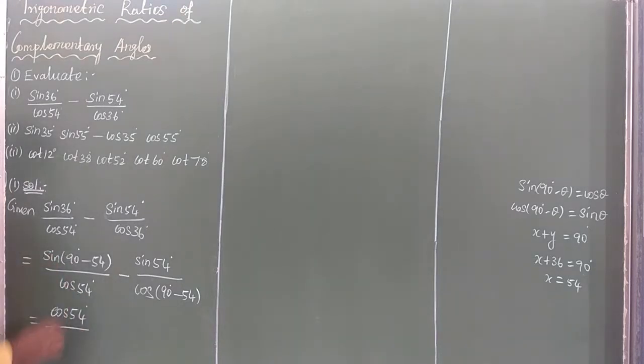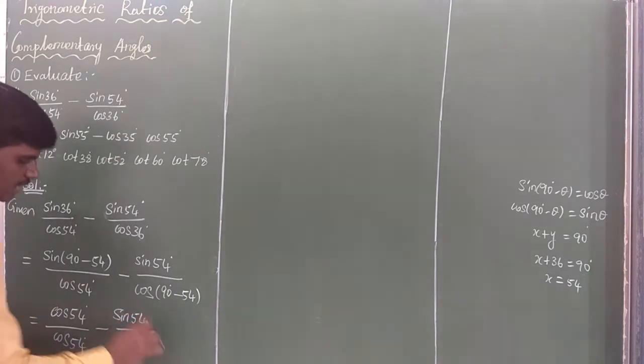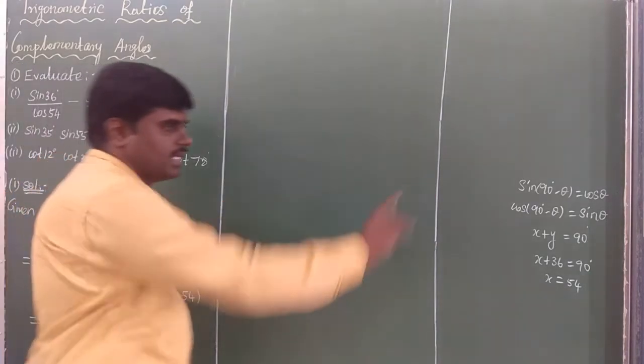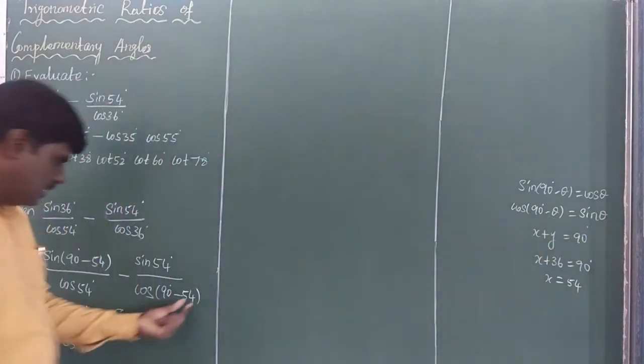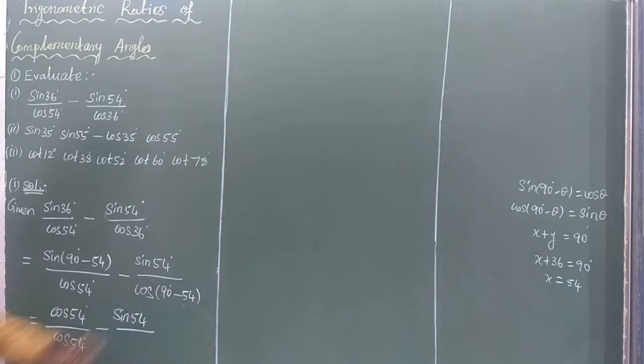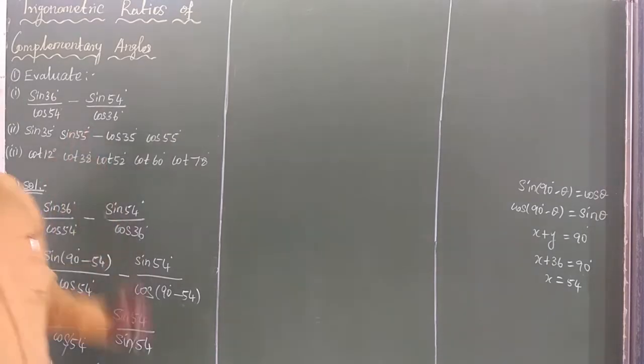Divided by the denominator cos 54 degree, minus sin 54 degree divided by cos of 90 minus theta. Cos of 90 minus theta is equal to sin theta, and here theta is 54 degree, so cos of 90 minus 54 is sin 54 degree. That's why the terms cancel. What remains is 1 minus 1, which is equal to 0. That is the answer to the first one.